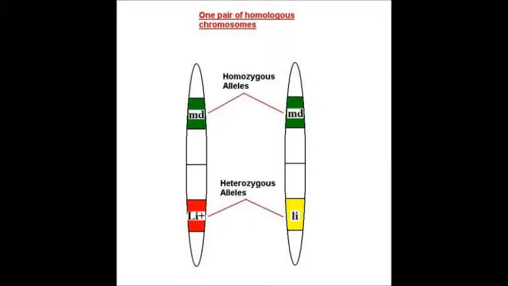Heterozygous and homozygous. If both homologous chromosomes carry the same allele, the same gene form, at a given gene locus, the organism is homozygous at that locus. If two homologous chromosomes carry different alleles at a given locus, the organism is heterozygous at that locus, a hybrid.